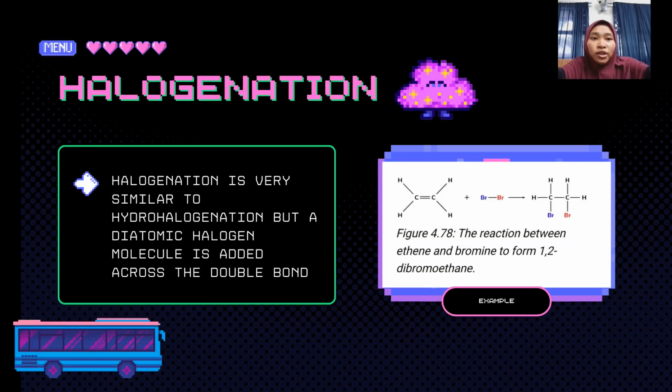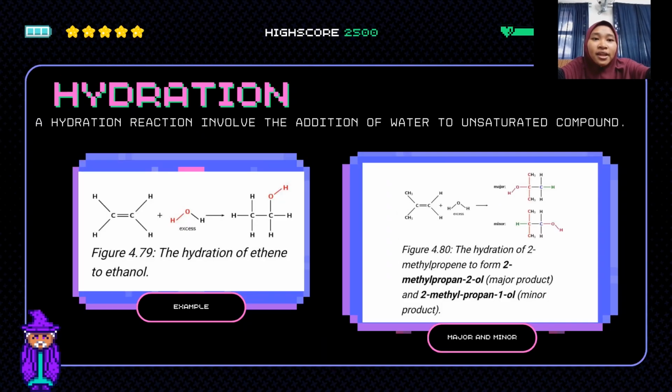Assalamualaikum, my name is Aini binti Jamian. I will explain about halogenation and hydration. Halogenation is very similar to hydrohalogenation, but a diatomic halogen molecule is added across the double bond. Diatomic halogen molecules are Br2, Cl2, F2 and I2. So the example of halogenation is the reaction between Br2 plus ethene. So it will form 1,2-dibromoethane.